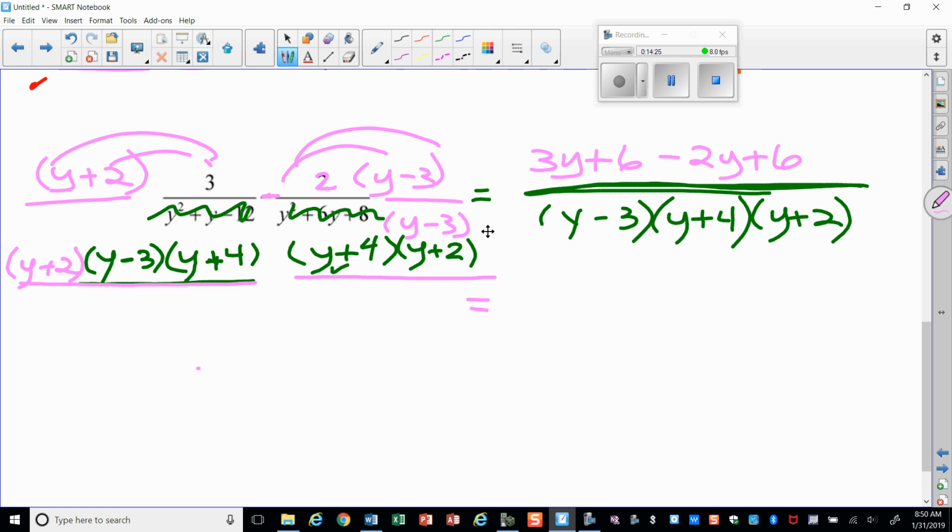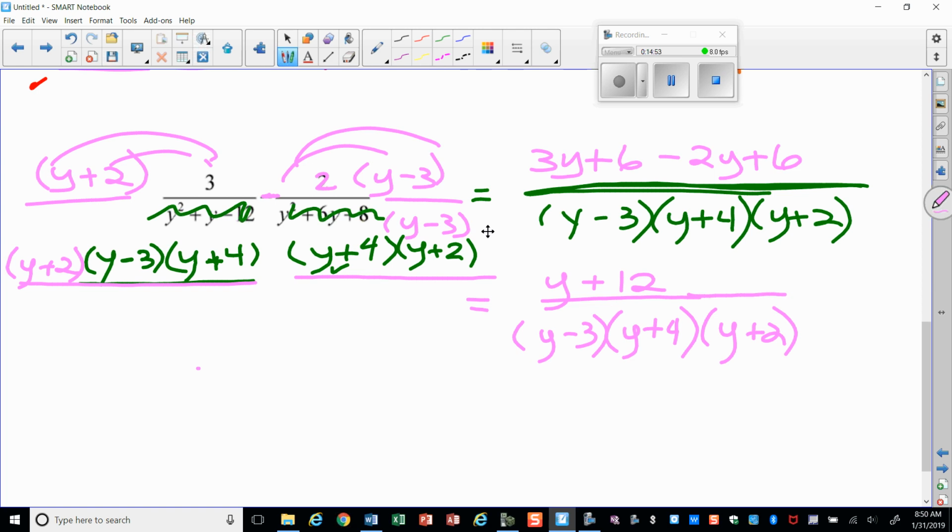So on the top, I've got 3y minus 2y is y, and then 6 plus 6 is 12. So y plus 12 on the top, and then down in my denominator, I've got y, those factors. Okay.